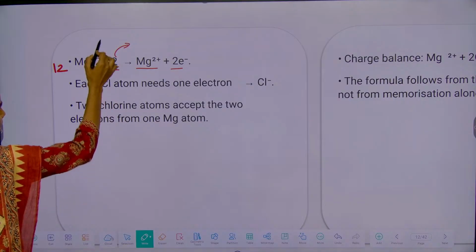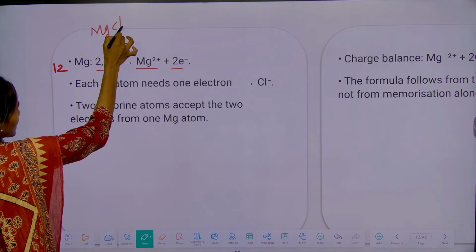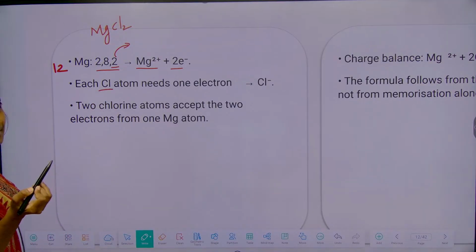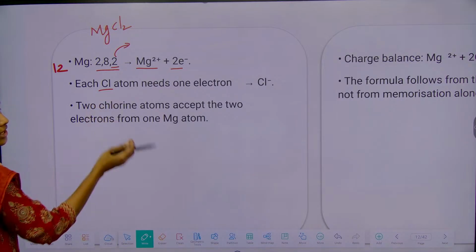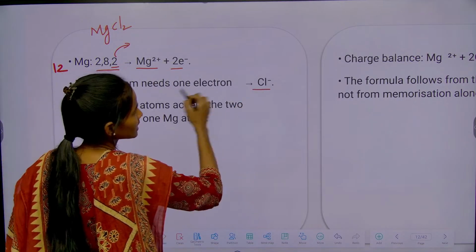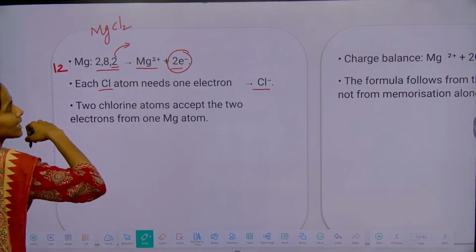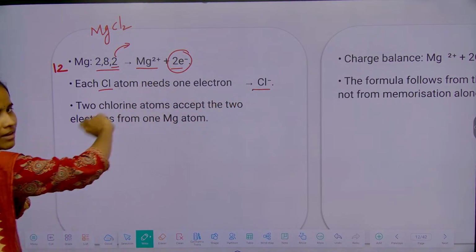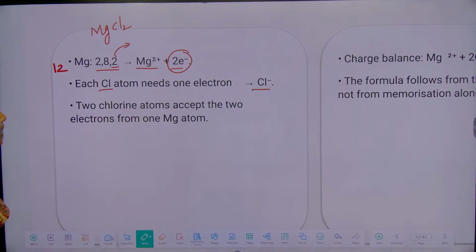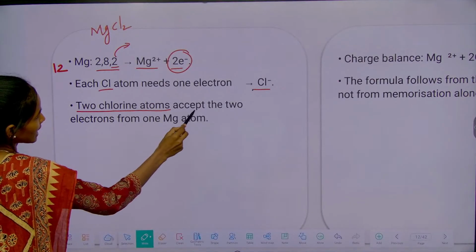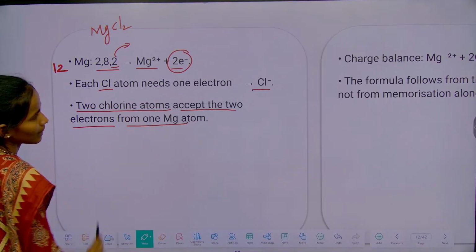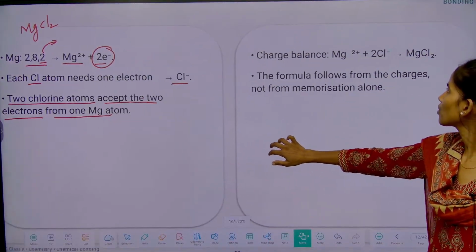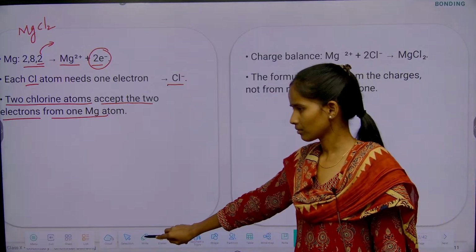In a similar way, in magnesium chloride, MgCl2, each Cl, as we have just seen, has atomic number 17. So one electron is needed in order to get stability, and it will form Cl-. Of the electrons donated by the magnesium, one electron will be taken by one chlorine atom and the other electron by another chlorine atom. 2 chlorine atoms accept the 2 electrons from one magnesium atom. This results in the formation of magnesium chloride, MgCl2.